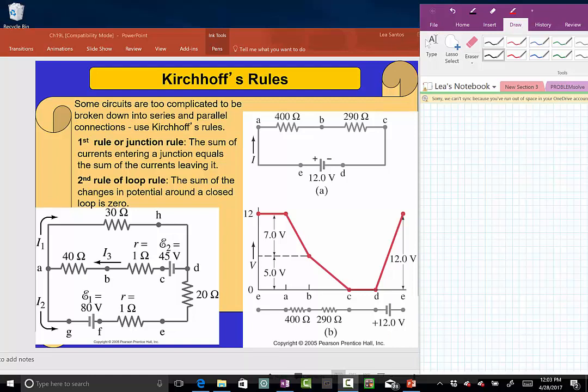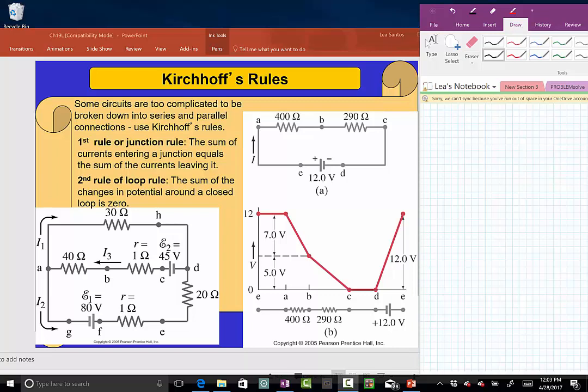So this is just going to be a discussion about Kirchhoff's rules and how to solve example 19.8 from the book Giancoli, 6th edition. So what is the story about Kirchhoff's rules?